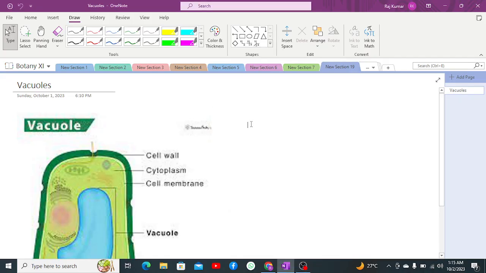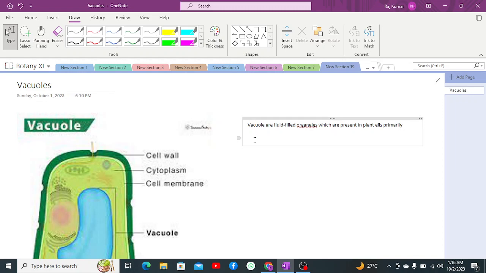So, what are vacuoles? Vacuoles are fluid-filled organelles, which are present in plant cells primarily. Also, these are present in animal cells, but minorly in the form of small vacuoles. In plant cells, they form a large central vacuole, particularly in mature permanent plant tissues.